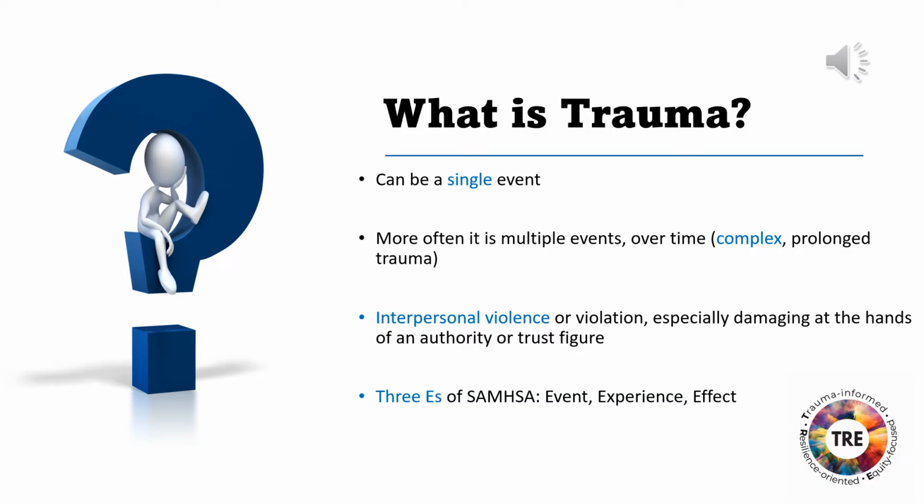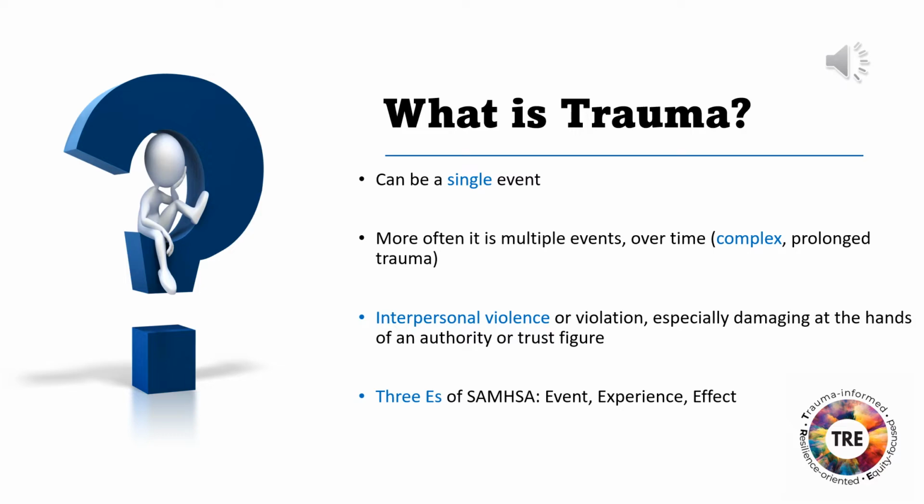Trauma-informed care is really built more on individuals who have experienced what we call complex trauma. Complex trauma is defined as the exposure to multiple, often interrelated forms of traumatic experiences, and the difficulties that arise as a result of adapting to or surviving these experiences. Trauma can also be interpersonal violence. A violation at the hands of an authority figure or a trusted figure can be especially challenging.